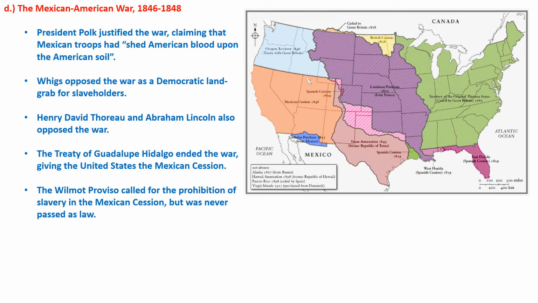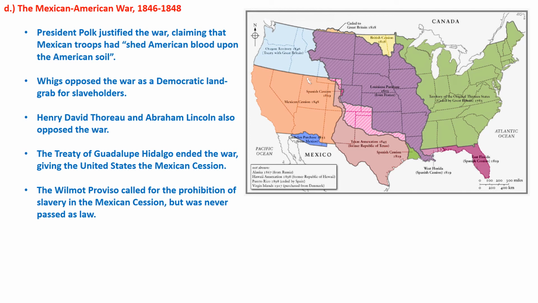During the war, Whigs opposed it as a Democratic land grab to benefit slaveholders, and some notable opponents included Henry David Thoreau, who penned On Civil Disobedience, and Abraham Lincoln, who introduced the spot resolutions in Congress. The war is ultimately ended by the Treaty of Guadalupe Hidalgo, which gave the United States the Mexican Cession, which included California and much of the modern-day American Southwest.